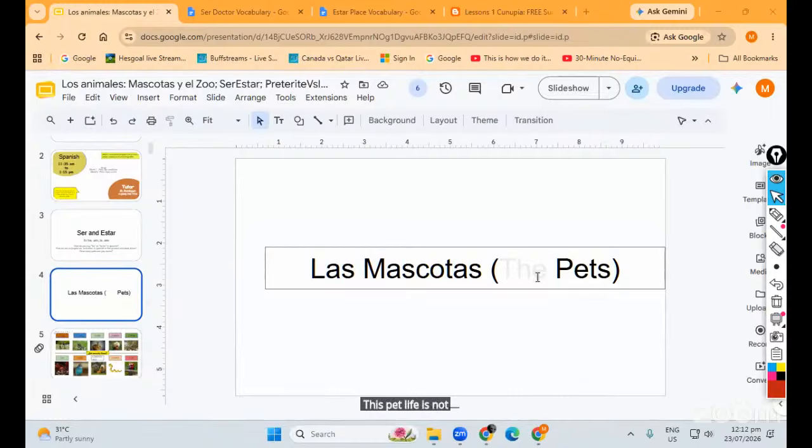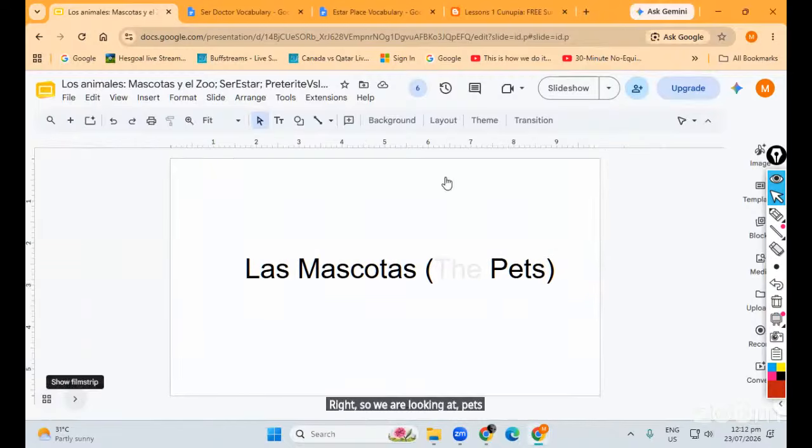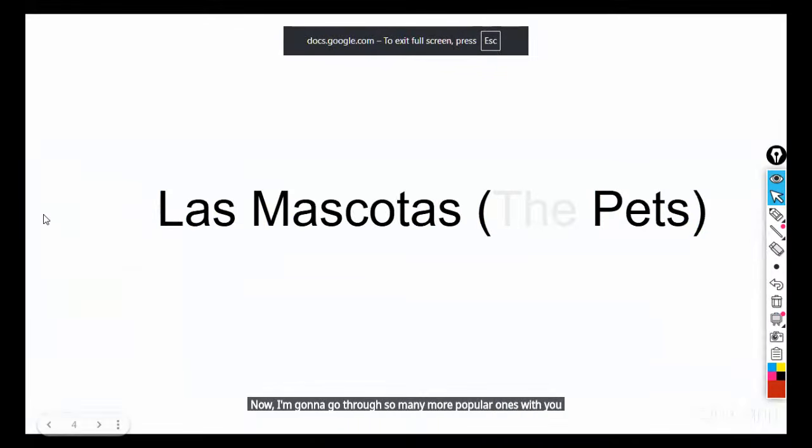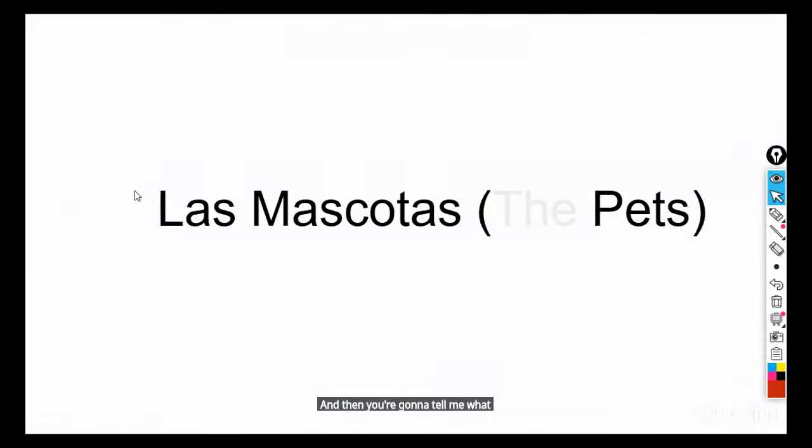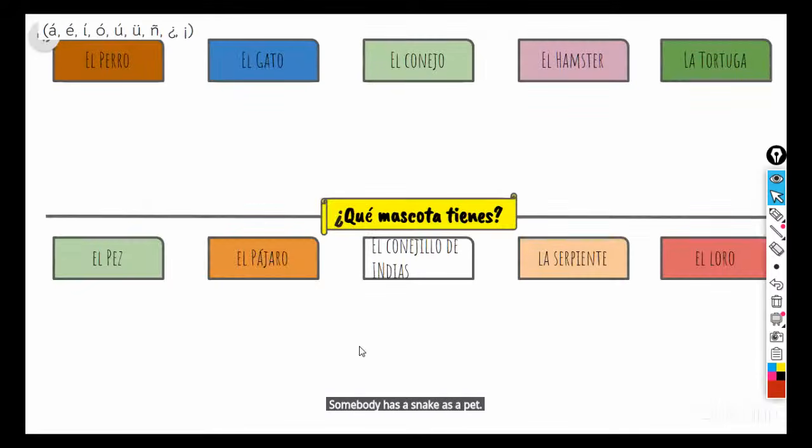Right. So we are looking at pets, right? Now I'm going to go through some of the more popular ones with you, and then you're going to tell me what I left out. Somebody has a snake as a pet. Do your parents know that? Are they okay with that?